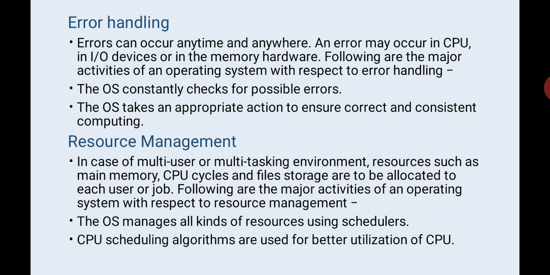Error handling. Anytime an error pops up, who handles it? The operating system handles this, and it has to constantly check for possible errors. The operating system takes appropriate action to ensure correct and consistent computing. So the error handling task is done by the operating system. Then resource management: scheduling of different resources, CPU scheduling, disk scheduling, input output allocation, what resource is to be allocated to what program. Every kind of resource management is to be done by the operating system.